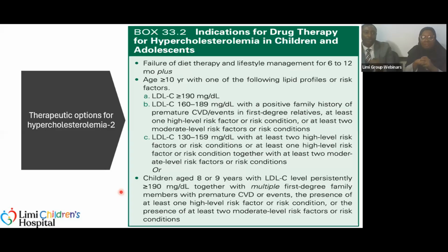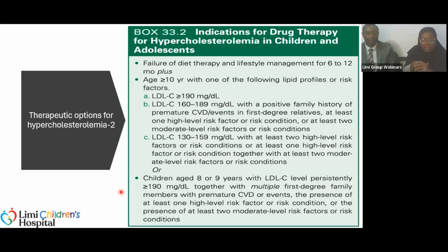All right. So enough of Child 1, Child 2 for the children. So what of drug therapy? Yes. So now after Child 1, Child 2 has failed, we need to move to pharmacotherapy. So what are the indications for the pharmacotherapy?